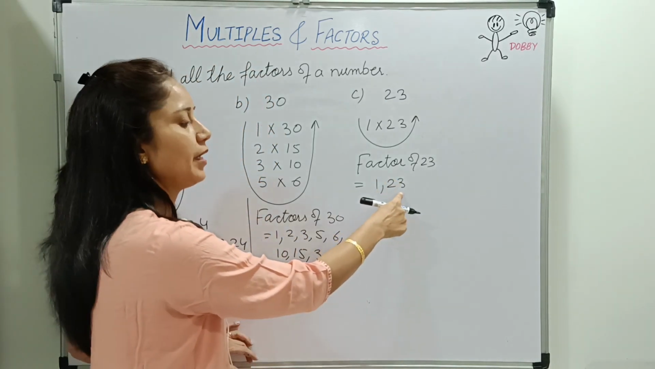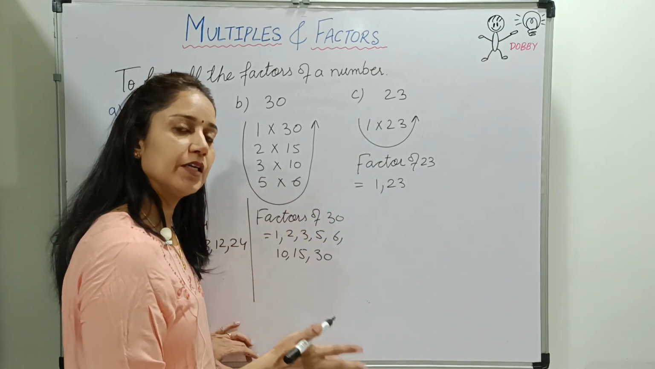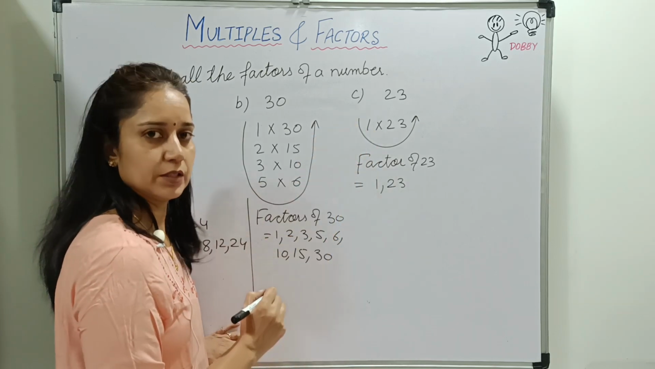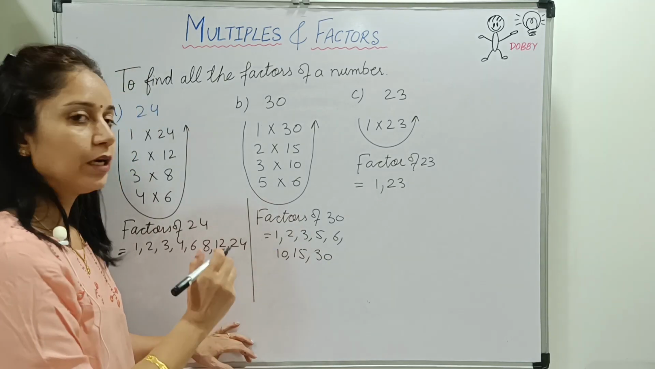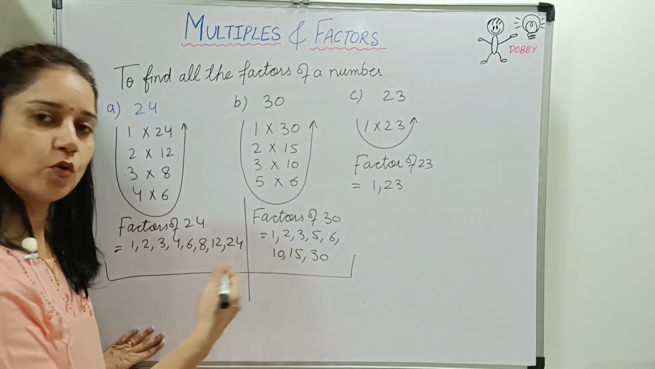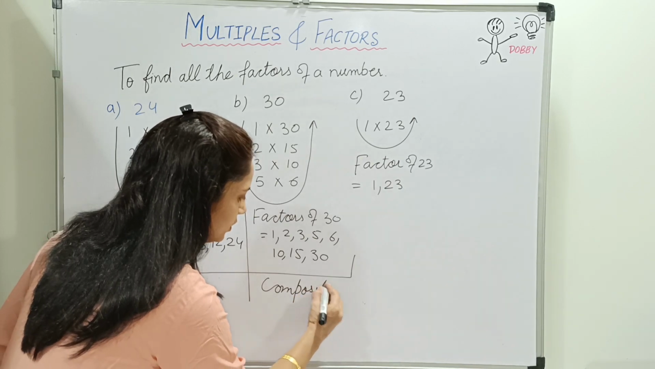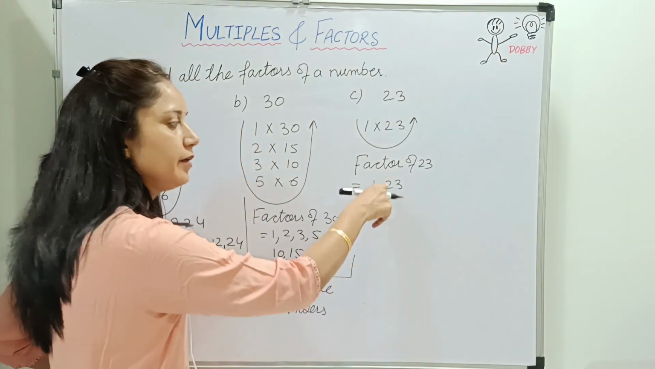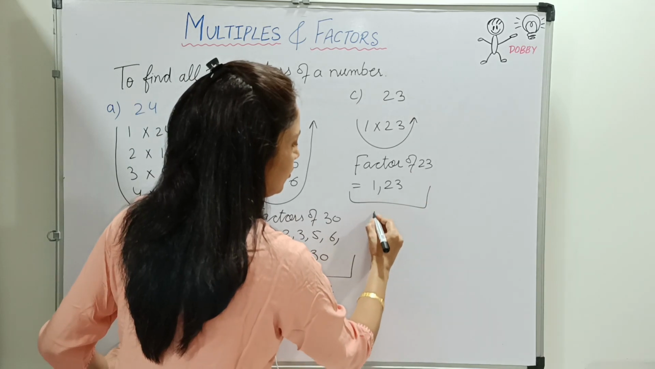1 is the smallest factor and the number itself is the greatest factor of 23. So those numbers which have just 1 and the number itself as factors are called prime numbers. And those numbers which have more than 1 and itself as factors are called composite numbers. So these two numbers, 24 and 30, have more factors than 1 and itself, so these are composite numbers. And 23 has factors 1 and the number itself, so it is a prime number.